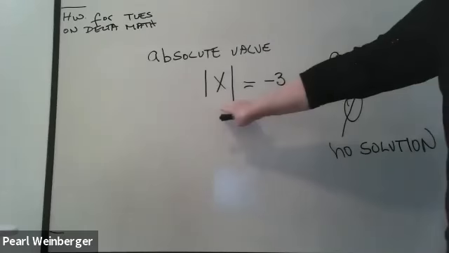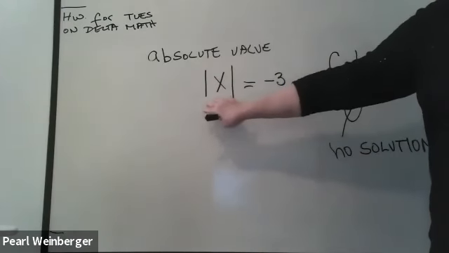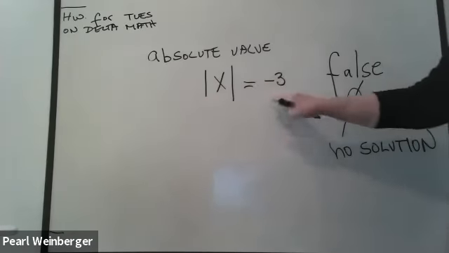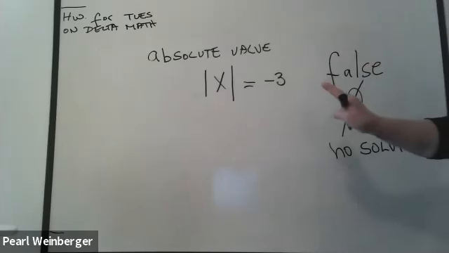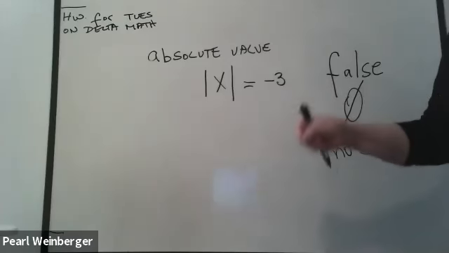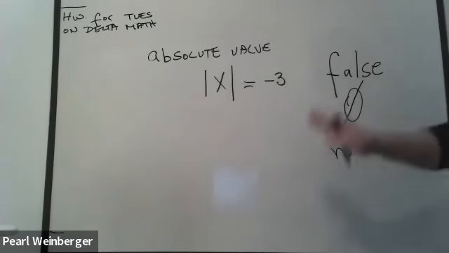So here's number 1. Anytime you get an equation with an absolute value, and it turns out that the absolute value is equal to a negative number, stop right there. Impossible. The absolute value always has to be a positive number. It can never be negative.